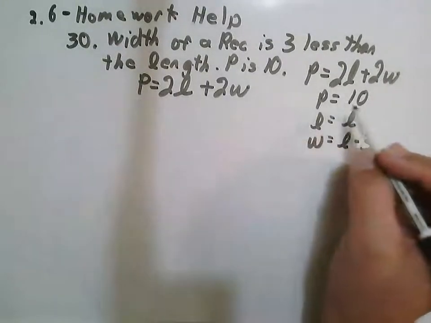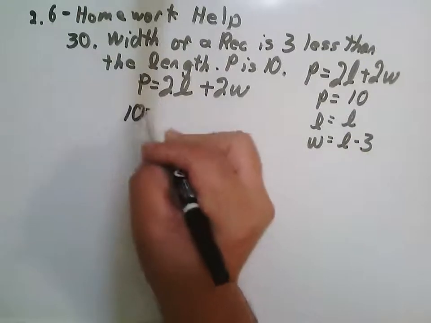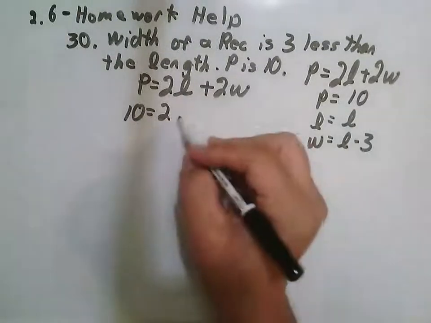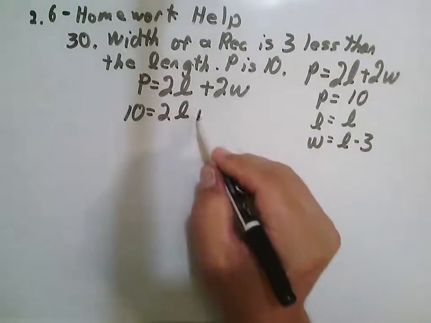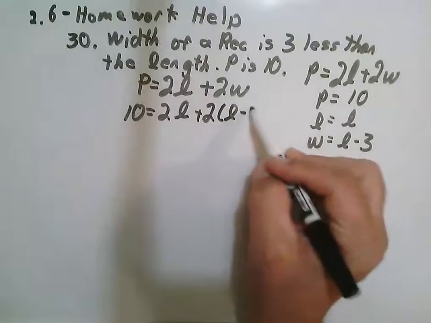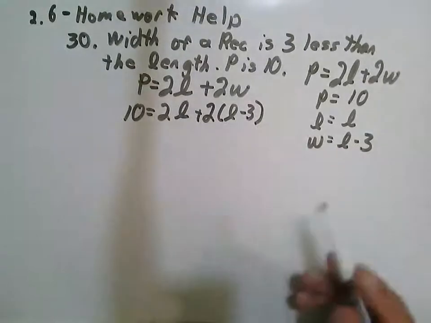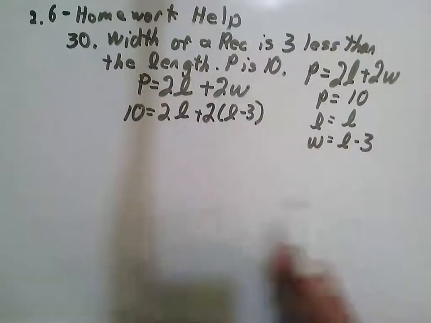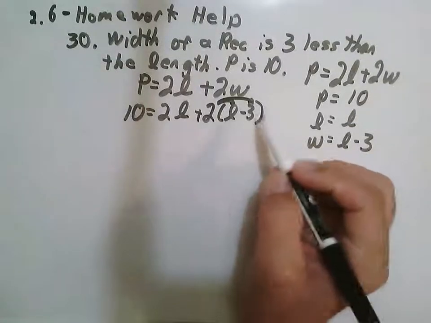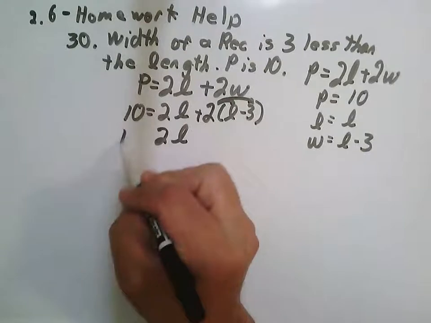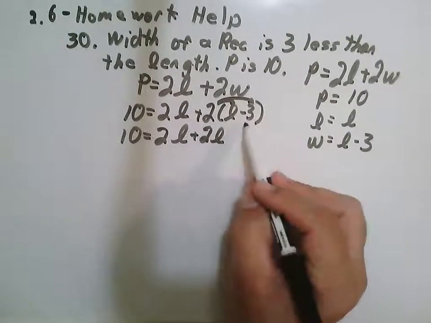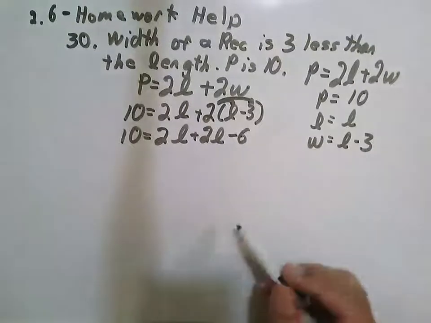I know my perimeter is 10, so that's going to be 10 is equal to 2 times length, which I know my length is just an L, so that's just going to remain an L. Then that's going to be multiplied by 2 times my width. My width is L minus 3. And then all I'm doing is I'm just putting letters on one side, numbers on the other. So 2 times L and 2 times 3. So if I'm just rewriting this exactly as I see it, 2 times L is just going to give me 2L. 2 times a negative 3 is going to give me a negative 6.